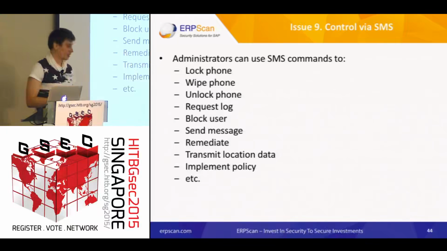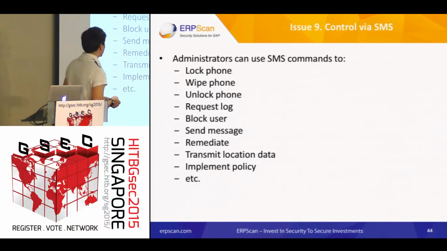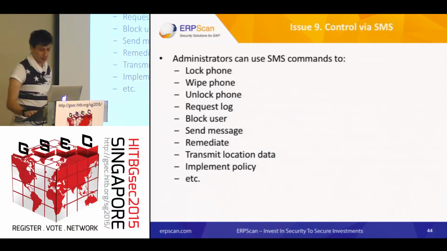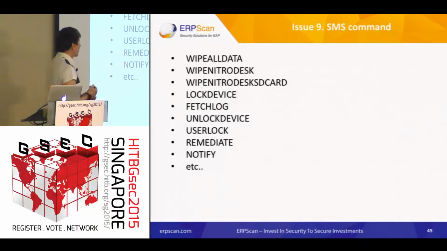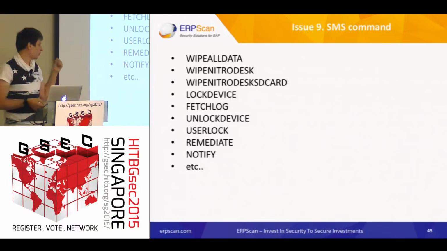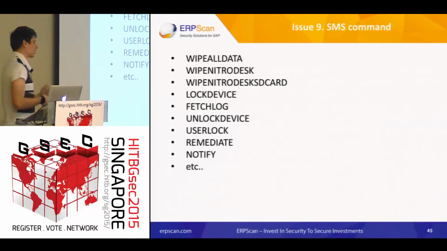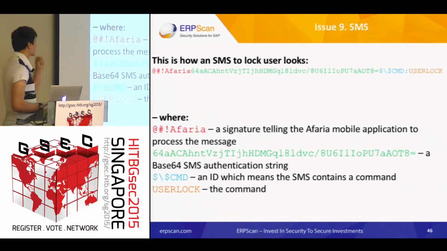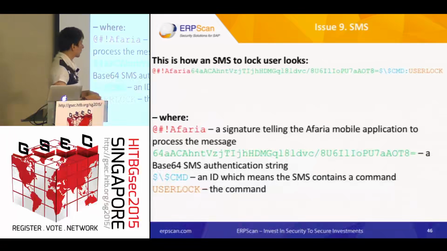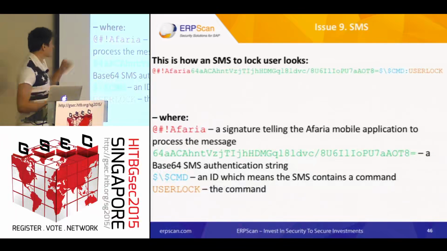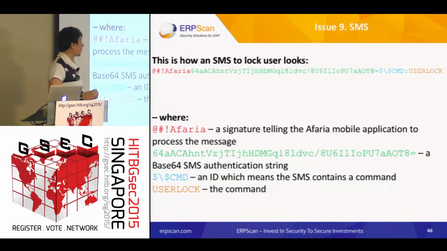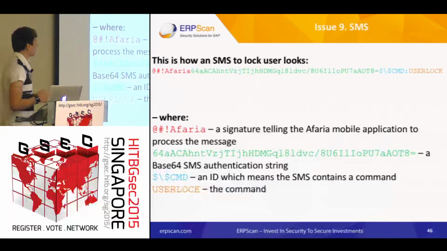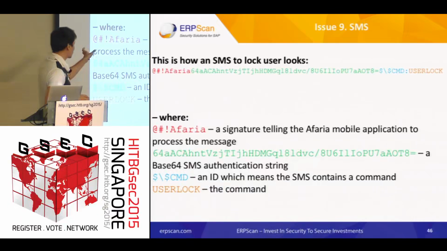Afaria provides different types of SMS commands, for example, for wipe, lock, unlock, notify, applying a new policy, etc. So let's see what an SMS looks like. On the screen you can see an SMS for locking a device. The SMS contains a few parts, three main parts. It's a signature.